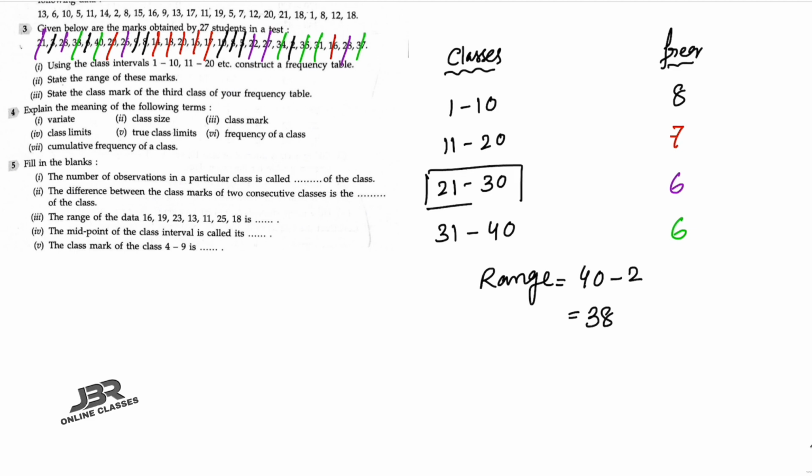So the third interval is 21 to 30, so the lower limit is 21, then add the upper limit, which is 30, and divide by 2. That is the formula of the class mark: lower limit plus upper limit divided by 2. So that equals 51 by 2, which is 25.5.